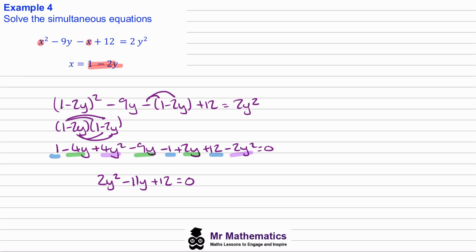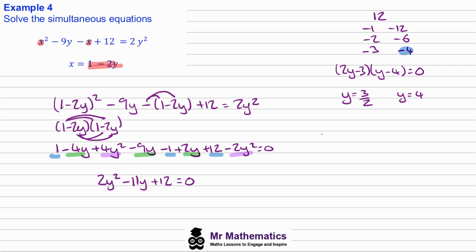We can try and factorize this. We need two numbers that are negative, multiplied to make the positive 12, but add to make the negative 11. If we look at the factors of 12: negative 1, negative 12, negative 2, negative 6, negative 3, and negative 4. If we multiply this negative 4 by 2, we get negative 8, added to the negative 3 will give us a negative 11 term. This will give us 2y minus 3 multiplied by y minus 4. So each of these brackets will equal 0. y will be 3 over 2, and y will be positive 4.